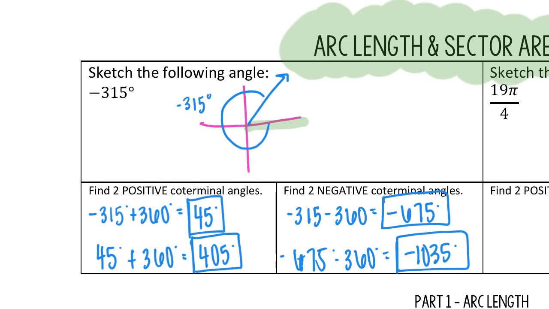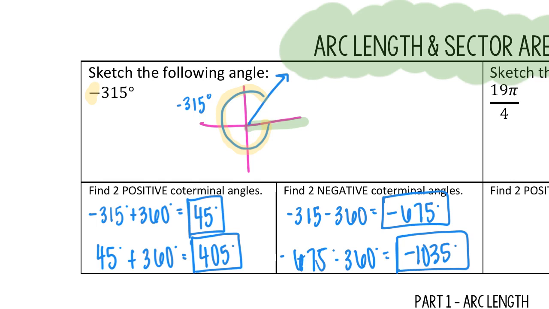If you tried out the first set of problems and sketched negative 315 degrees, you'll notice that it's negative, so you should have gone backwards from that positive x-axis and landed in the first quadrant. It does not make it around a full rotation. That would be negative 360. So make sure your angle lands in the first quadrant.